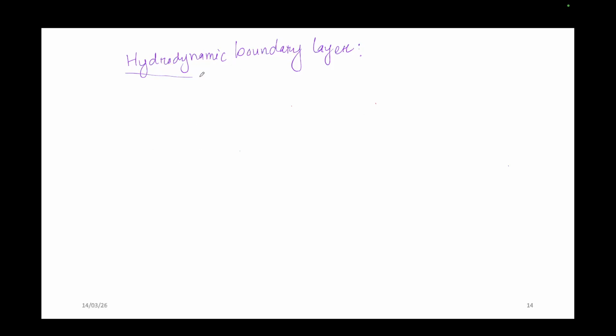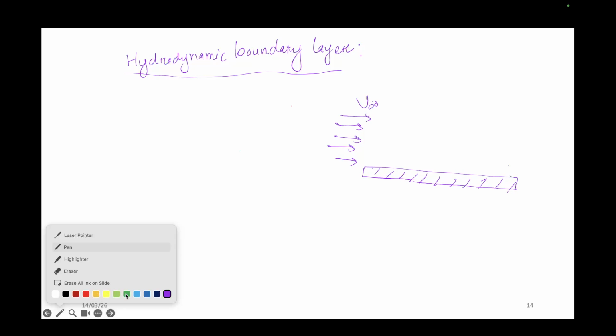So what happens in this hydrodynamic boundary layer? Say this is a plate. Please look into this, it is quite important. If this is a plate, so this is your U infinity. If a fluid is flowing over this flat surface, what will happen? The velocity at the surface of contact of the liquid and the solid is zero, and that condition is known as the no slip boundary condition.